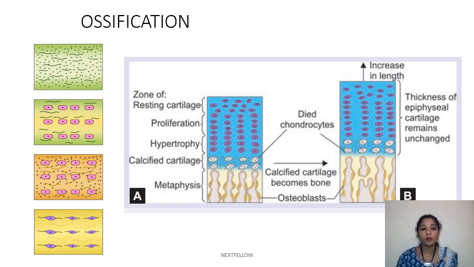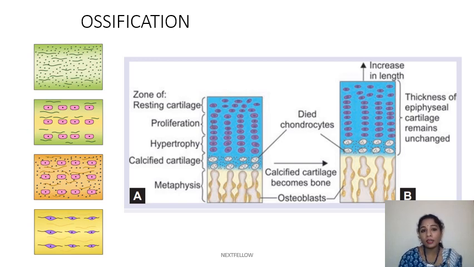So next we shall talk about ossification. Ossification is the process of laying down new bone material by cells called osteoblasts. Osteoblasts are rapidly dividing cells which divide and later form osteocytes, which are matured bone cells. And there are two types of ossification. One is membranous ossification or intramembranous ossification, and the second type is cartilaginous ossification or endochondral ossification.